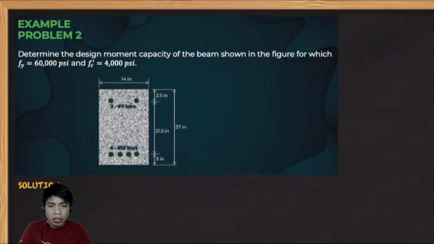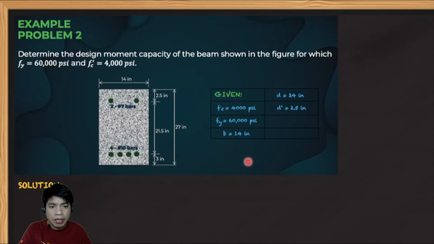To start with, let's begin by writing the given in the problem. F sub c prime is 4,000 psi, and F sub y is also given, 60,000 psi. The width of our beam is 14 inches, so that is b. Of course, the effective depth is also given. The effective depth is from the centroid of our tension bars up to the extreme compression fiber, so that is 24 inches. That's 21.5 plus 2.5.